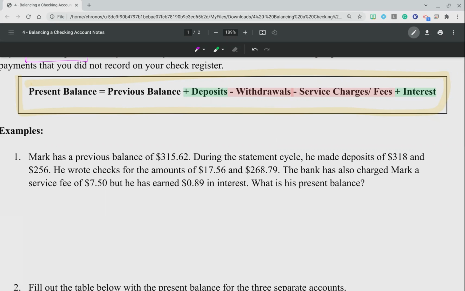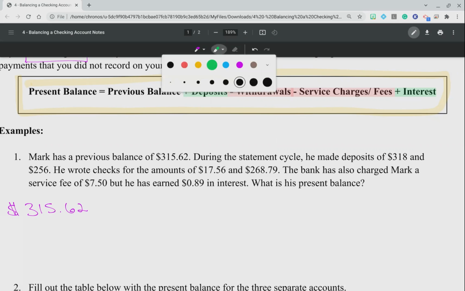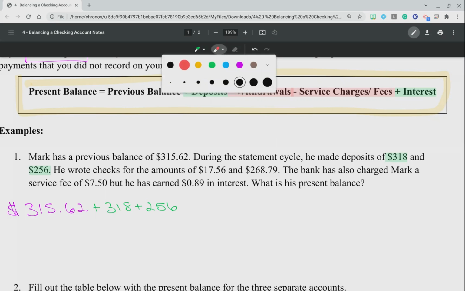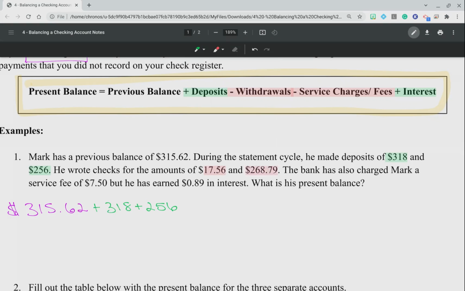So we start with the previous balance, which is $315.62. Then it said he made deposits of $318 and $256. Deposits are added to my checking account. And then it says he wrote checks in the amount of $17.56 and $268.79. Remember, when you write a check, that money comes out of your account. So I'm going to subtract both of those amounts from my checking account.